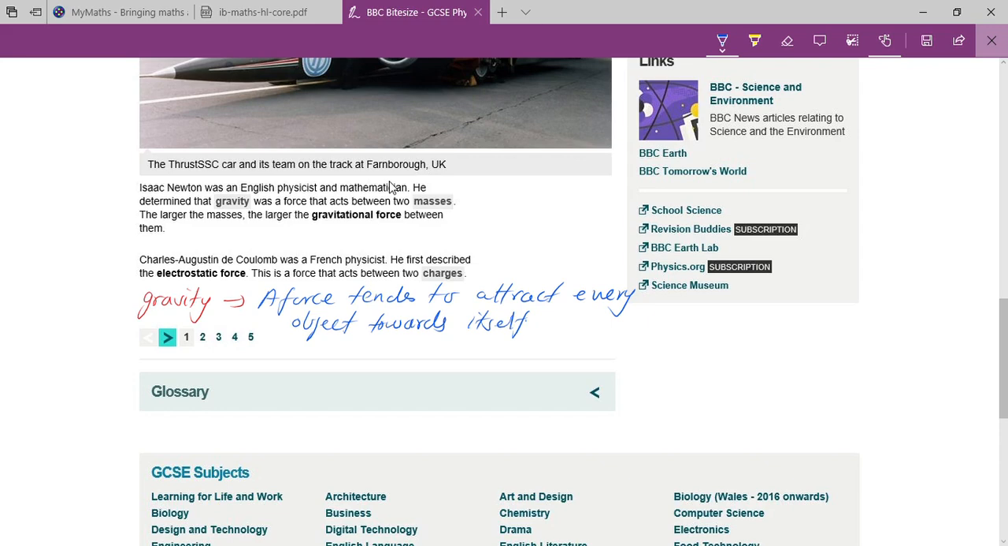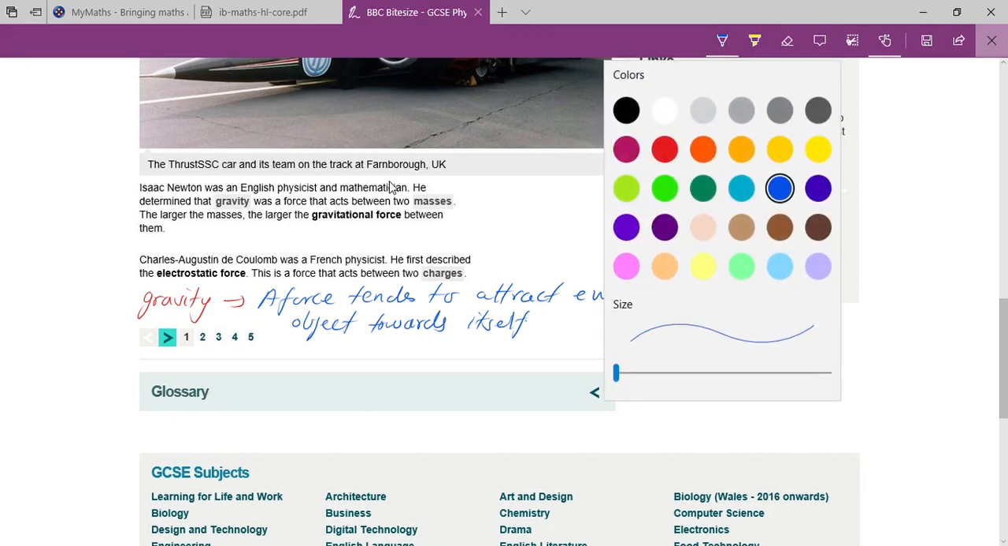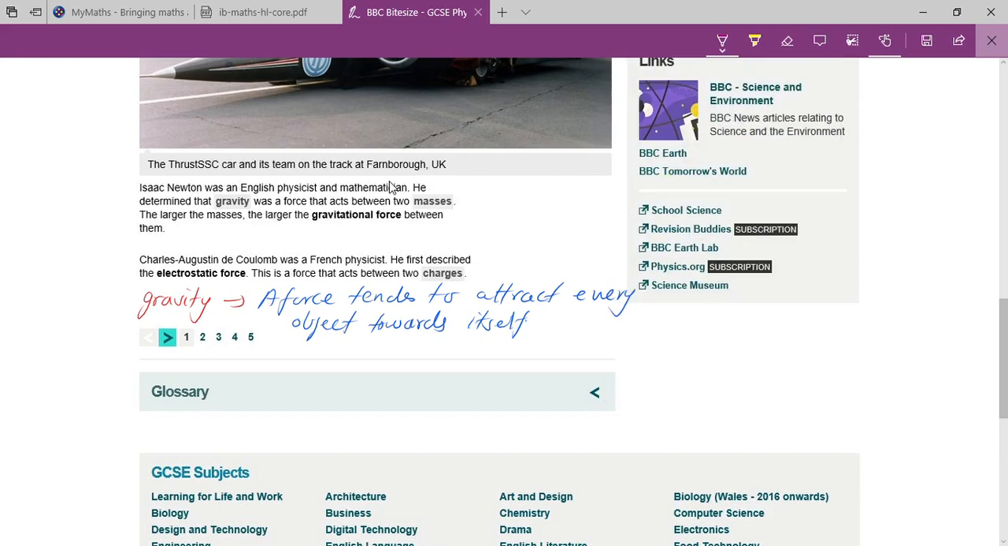And electrostatic forces, beta. Electrostatic force is the type of force which acts between two charges.